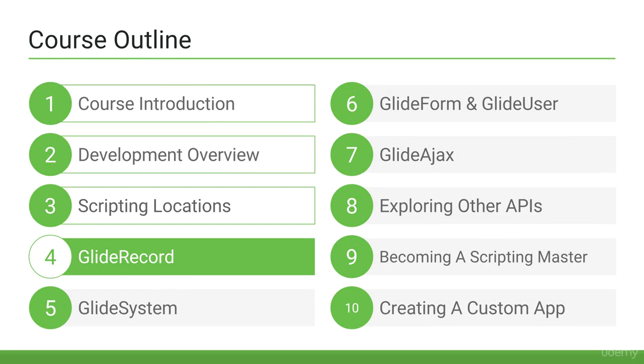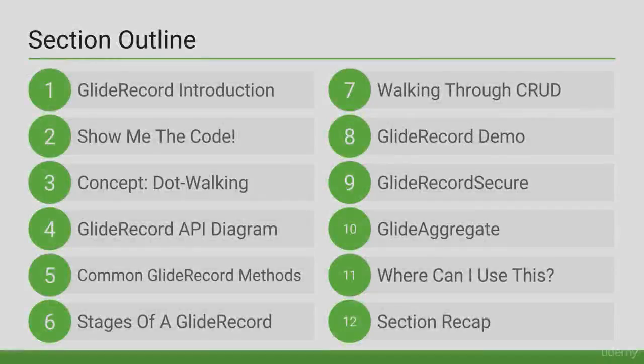Hello, and welcome to Section 4. Now that we've reviewed where we can apply scripts and introduced the concept of an API, it's time for us to look at our first ServiceNow API, the GlideRecord.